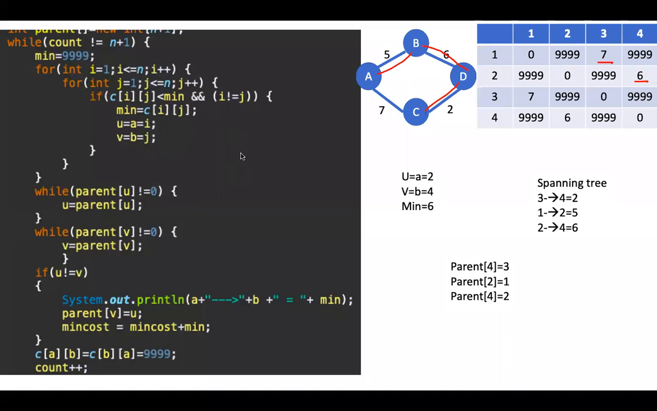Anyone? Should the program end here or not? After getting the minimum cost, the spanning tree we already got. 4 vertices are there, 3 edges we have selected, that's it. So the program should end here, right? Why has it not ended? Count value is just 3. This is the while condition you have given here. So according to this condition, again these instructions will be executed. If you execute these instructions again, what will happen?